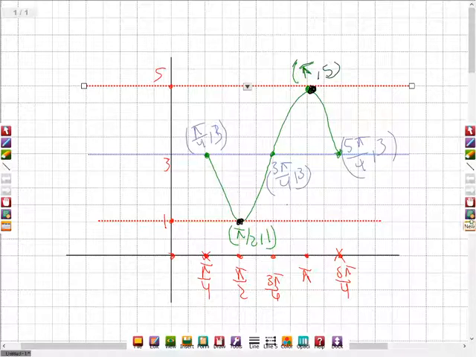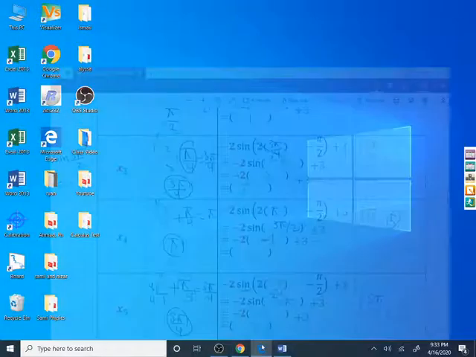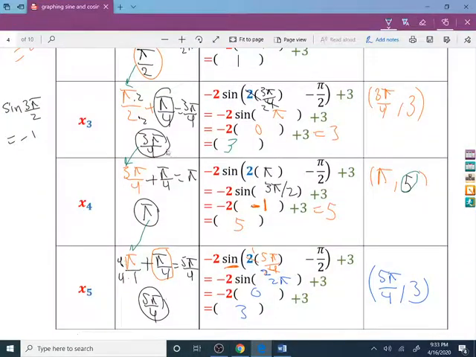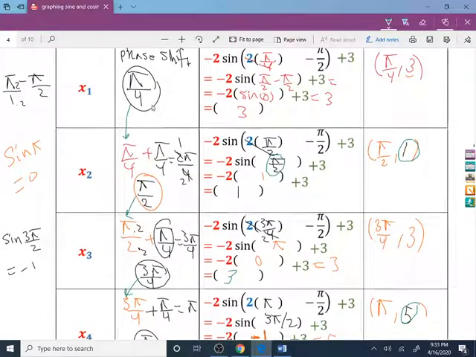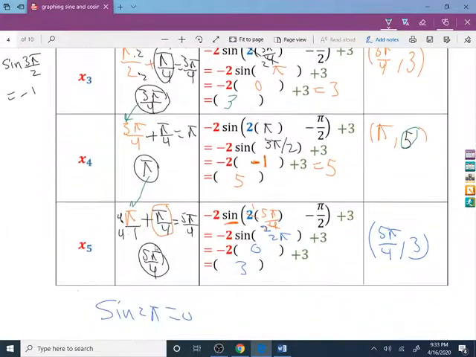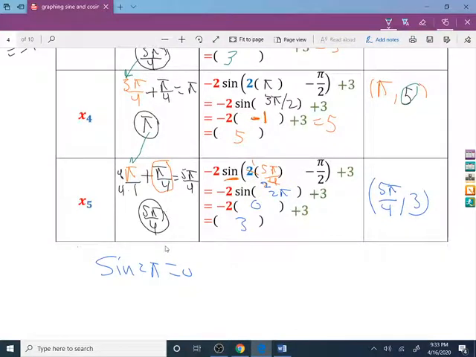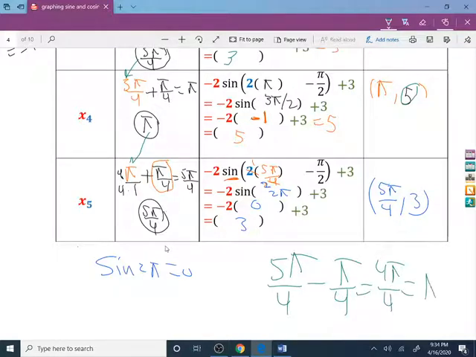I'm going to show you something. Let us go back to what I have here. If you see the difference between the first value, which is pi over 4, and the last one, subtract them: 5 pi over 4 minus pi over 4 equals 4 pi over 4, which is pi, which is my period. That means I'm right.